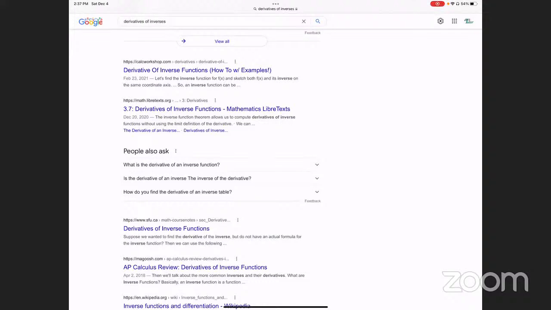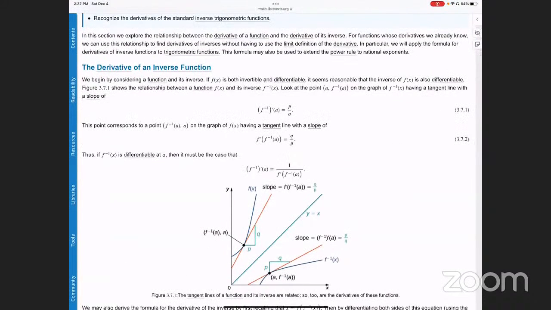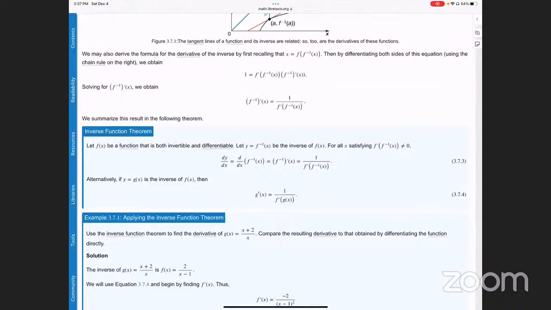The inverse function theorem allows us to compute derivatives of inverse functions without using the limit definition. So that's the one that we want, I believe. Here's the theorem. Let f of x be a function that is both invertible and differentiable. Let y be the inverse of f. For all x satisfying this, the derivative is equal to 1 over the derivative of the inverse of it.